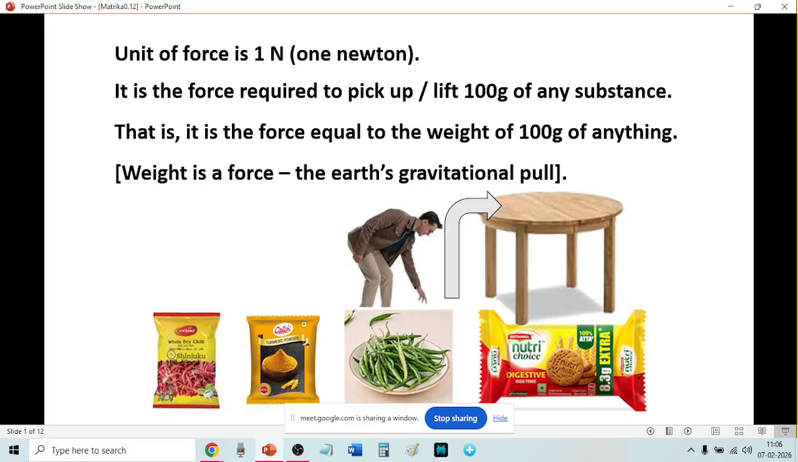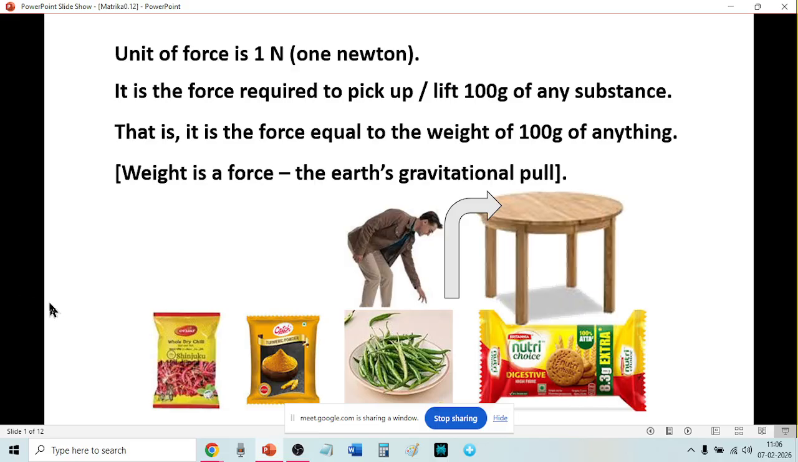Okay. So we were studying force. What is force? A push or a pull that can change the state of rest of a body, that can change the state of motion of a body, which can increase or decrease the speed, or which can change the size or shape of a body. Right? That is what a force is.